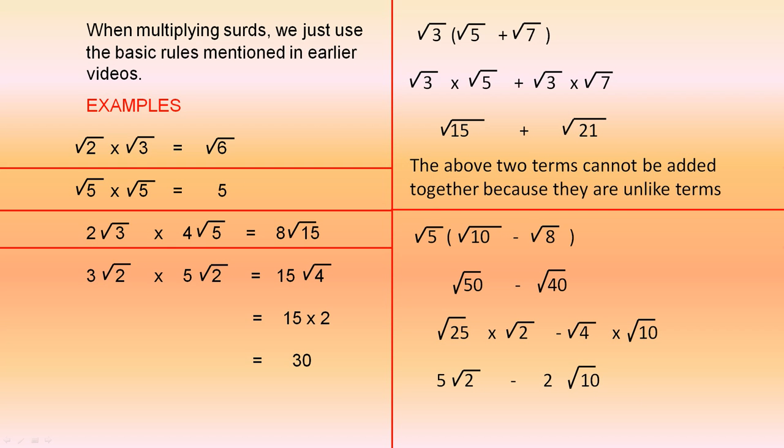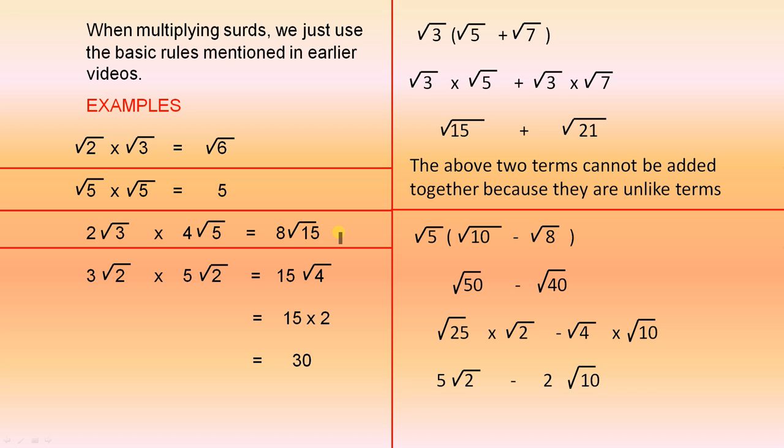When multiplying surds, we just use the basic rules mentioned in earlier videos. And here are some examples. The square root of 2 times the square root of 3 equals the square root of 6. 2 3s are 6. The square root of 5 times the square root of 5, that's the same as the square root of 25, which is 5.